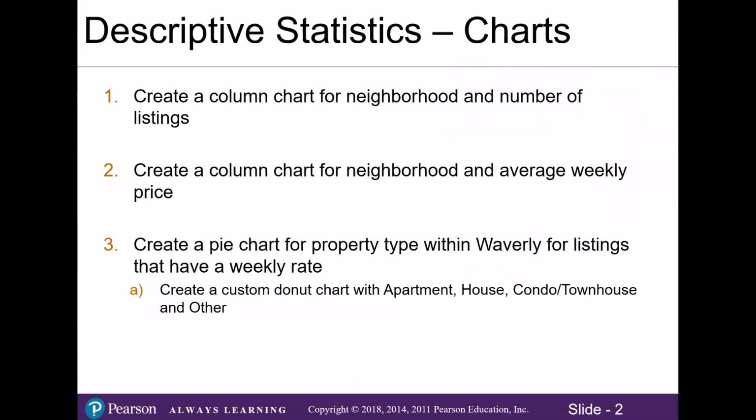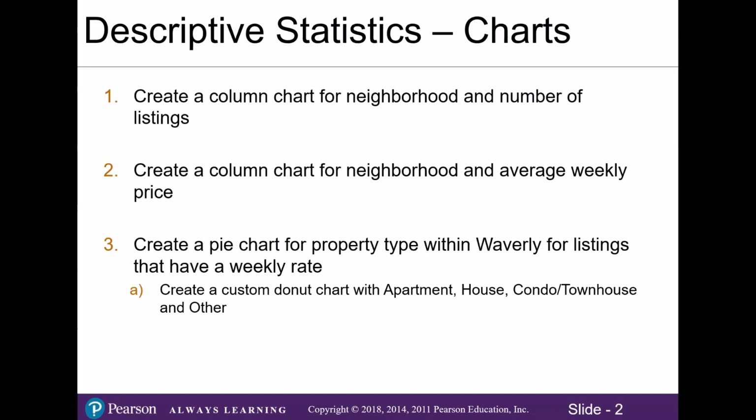So as I mentioned, this video is solely going to be on descriptive stats, and we're going to be working through some charts in Excel. So I have three questions here, or tasks that I'm going to be working through in Excel. The first one is creating a column chart for neighborhood and number of listings. The second is create a column chart for neighborhood and average weekly price. And then the third one is going to be a two-parter. We're going to first create a pie chart for property type within the neighborhood Waverly for listings that have a weekly rate. And then we're going to kind of customize that look and do a donut chart.